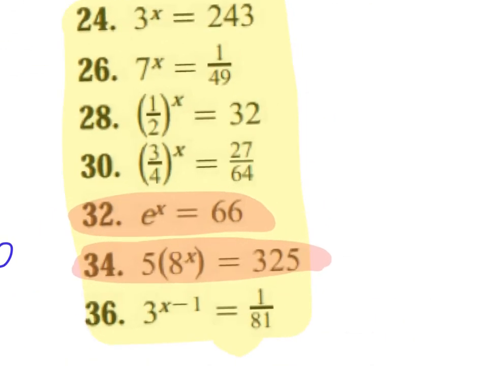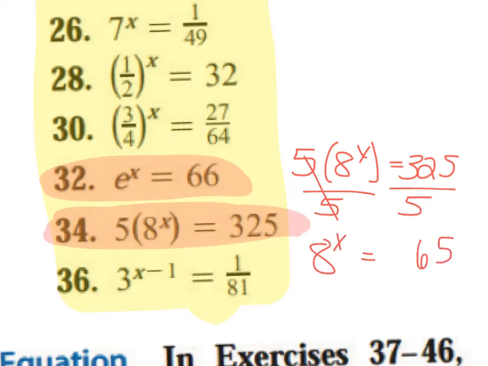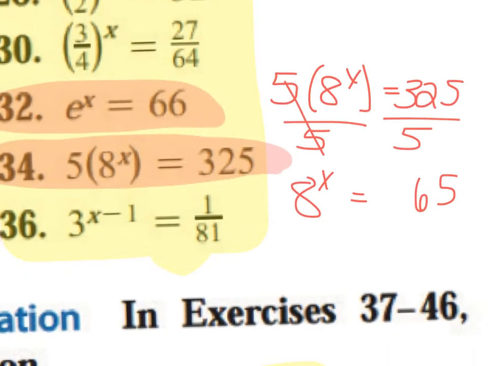All right, 34. I have 5 times 8 to the x equals 325. This is an exponential, yes? So what do I have to do first? Get the 8 by itself. So divide both sides by 5. So I have 8 to the x equals what? 65, all right? If you didn't get a nice pretty number, you could either leave it as a fraction or your decimal equivalent, you should put it out to like 6 or 7 decimals so you get a real accurate number.